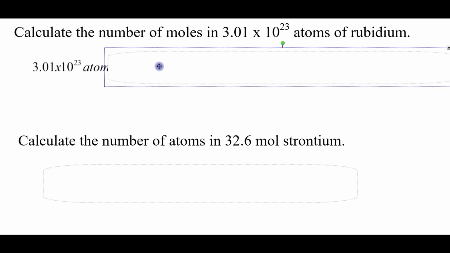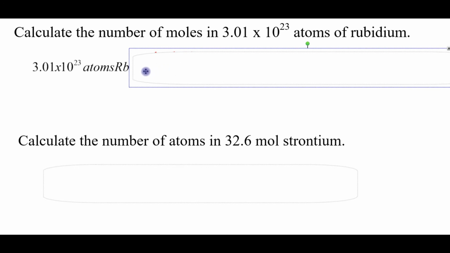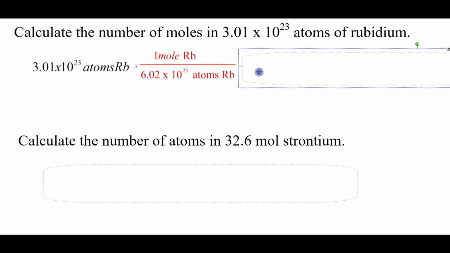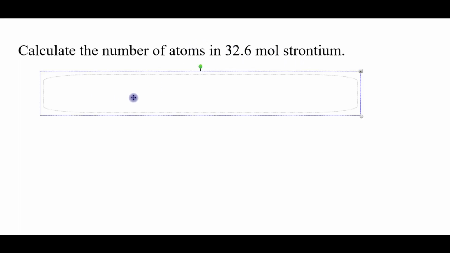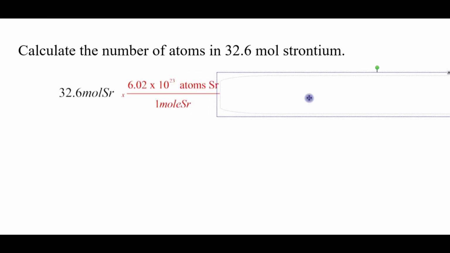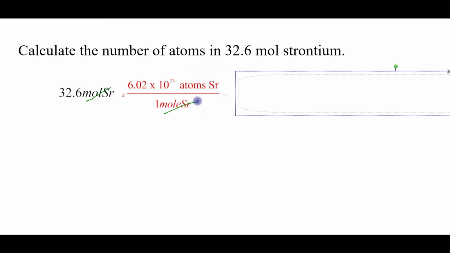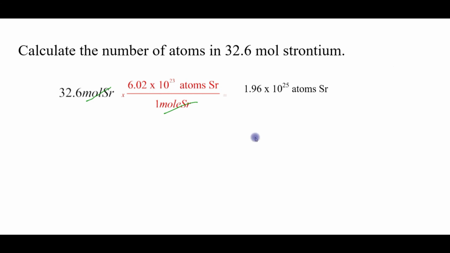I start off with my given, and since I have atoms, I need to set up my conversion factor. The atoms are on the bottom so they can cancel out, and I end up with moles. I have 32.6 moles of strontium, and I want to know how many atoms, so I set up my problem. I want to make sure that I have it set up so I can cancel, and then Avogadro's number is with the number of particles, and I end up with 1.96 times 10 to the 25th atoms of strontium.